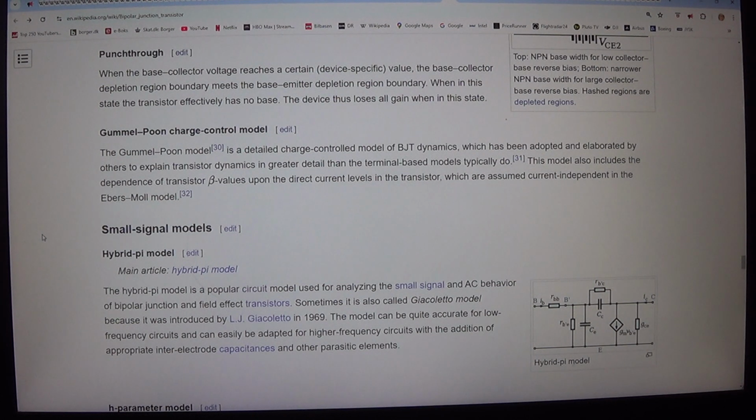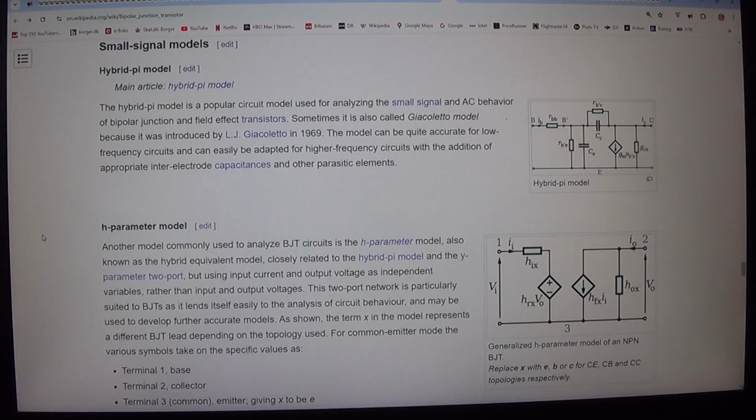Small signal models. Hybrid pi model. Main article, Hybrid pi model. The hybrid pi model is a popular circuit model used for analyzing the small signal and AC behavior of bipolar junction and field effect transistors. Sometimes it is also called the Giacoletto model because it was introduced by L.J. Giacoletto in 1969. The model can be quite accurate for low-frequency circuits and can easily be adapted for higher-frequency circuits with the addition of appropriate inter-electrode capacitances and other parasitic elements.